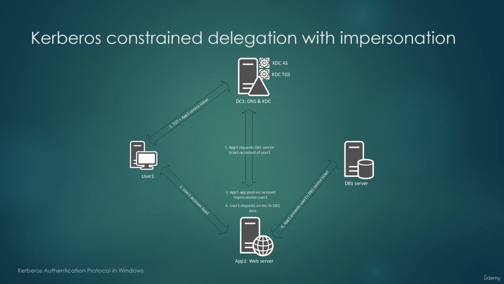Here is a high-level configuration of the lab. We have a client machine used by user 1, a KDC, a web server called app1 running IIS, and a Microsoft SQL database server called DB1. User 1 was granted access to SQL and is going to connect to my app1 web page on app1 server, which is then going to connect to SQL on DB1 under user 1's credentials.